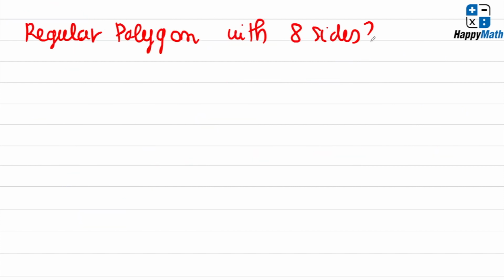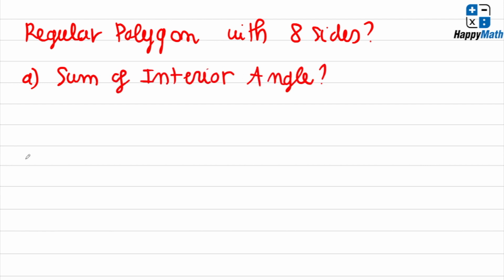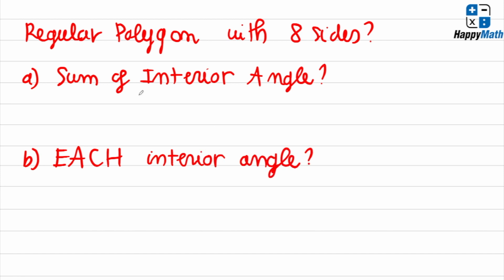Example 2. A regular polygon with 8 sides. Sum of interior angles, that is question 1. Find each interior angle, this is question 2.